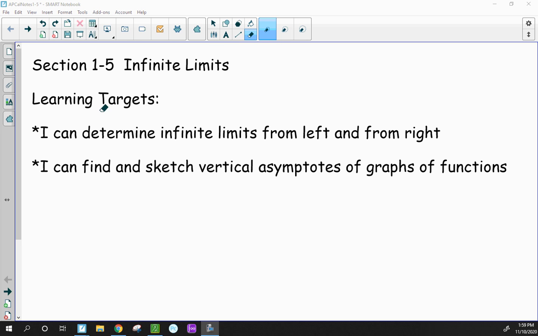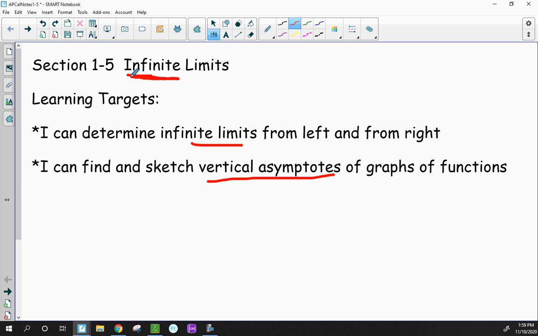AP. Today's section is on 1.5. It's on infinite limits. Again, I encourage you always to read your textbook section to get better understanding of the content. Our learning targets today are: I can determine an infinite limit from left and from the right. I can find and sketch vertical asymptotes of graphs of functions. So, the difference between this section and the last is we're dealing with the relationship of vertical asymptotes with limits, and we're dealing with infinite limits as well.